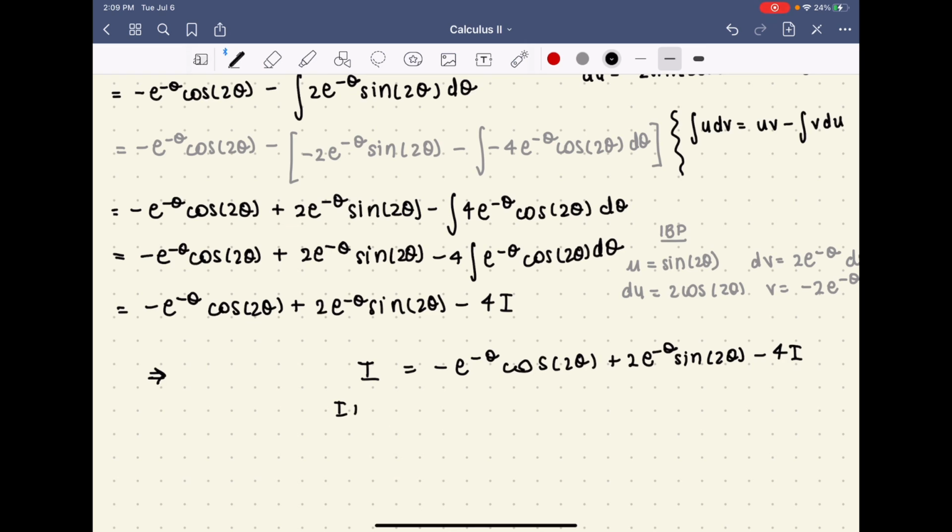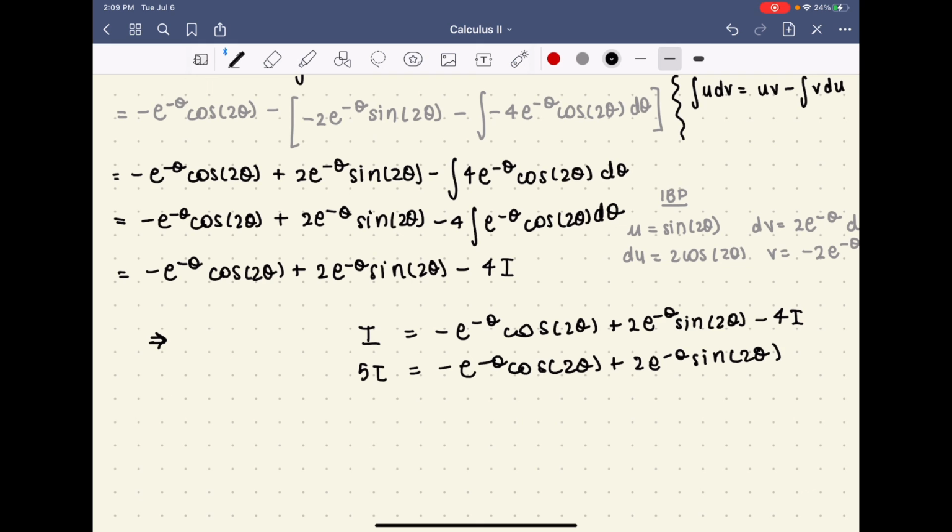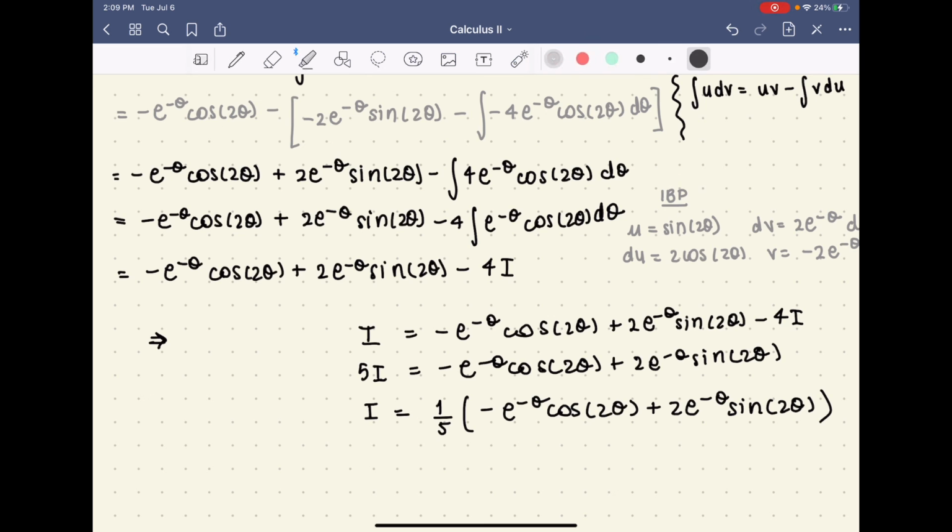This will become I plus 4I, which will just become 5I, is equal to whatever is on the right side. And next we isolate the I, and to do so we just divide by 5. So I is equal to a fifth times minus e to the minus theta cos 2 theta plus 2e to the minus theta sine of 2 theta. And there you go. There is our final answer.